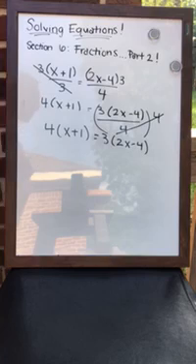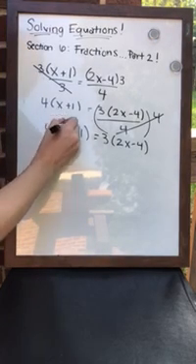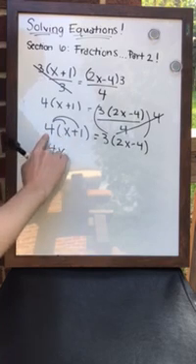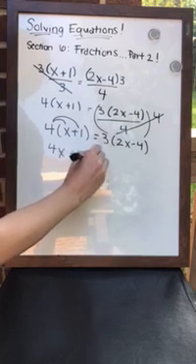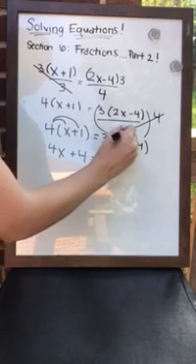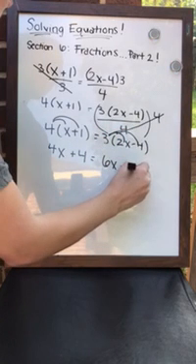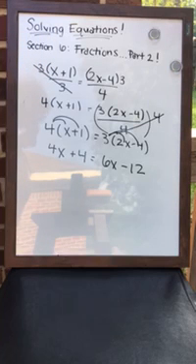I see a number in front of a parentheses on both sides, so we're going to distribute this number. So this is going to become 4 times x is 4x, 4 times 1 is 4. 3 times 2x is 6x, 3 times negative 4 is negative 12. So now we're back to having a problem with a variable on both sides. Remember, it doesn't matter what term you move first, you just need to combine it with its like term on the opposite side of the equal sign.